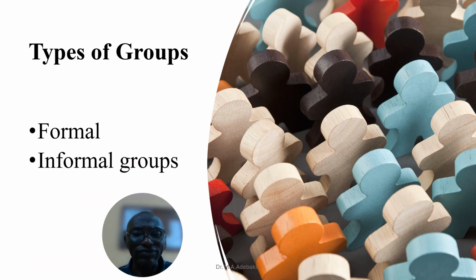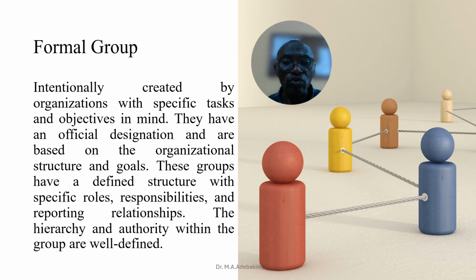Generally, groups are classified into two. In organizations, you can have formal groups, and you can also have informal groups. What do we mean by formal group? These are groups that are intentionally created by the organization, and they have specific tasks and objectives in mind. They have an official designation, and they are based on the organizational structure and goals.